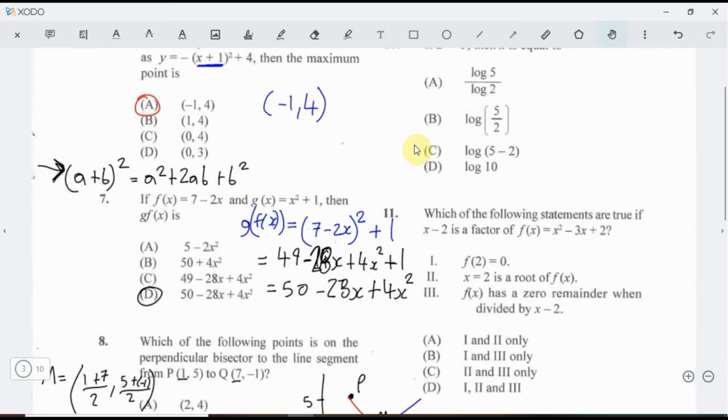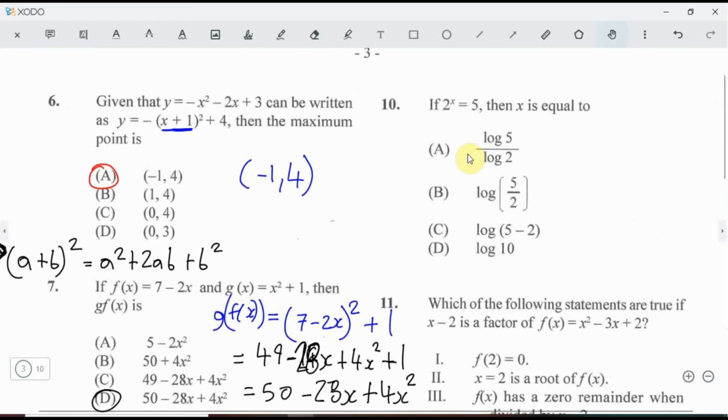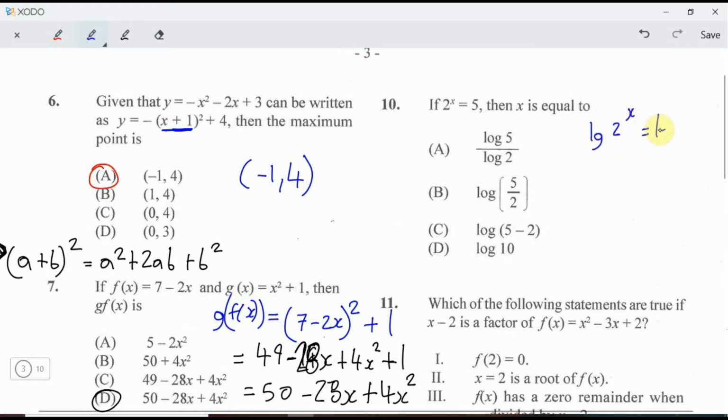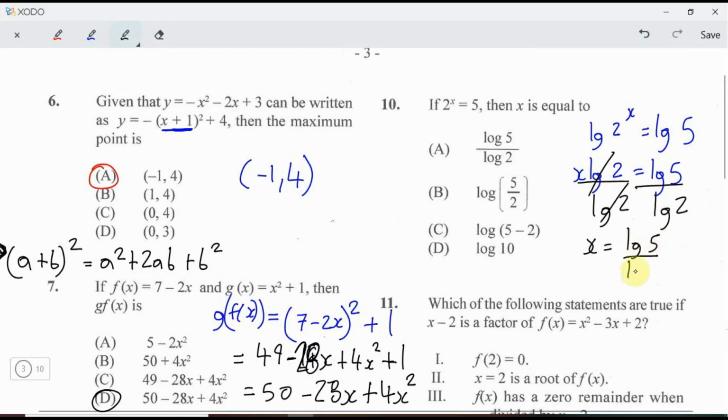Alright, question 10. It says, if 2 to the x equals 5, then x is equal to, so we need to find x now. To find x, we just need to take the log of both sides. Whenever the unknown is in the power, take log of both sides. So we get log of 2 to the x equals log 5. Then we bring down the power, so we get x log 2 equals log 5. Then we divide both sides by log 2. This cancels, and so x is equal to log 5 divided by log 2. That's option A.